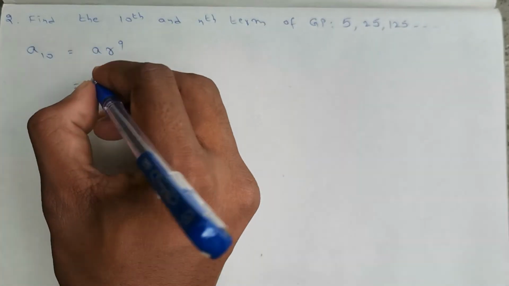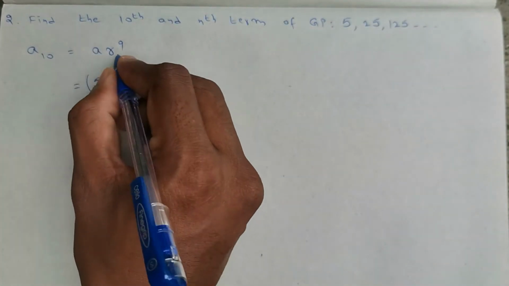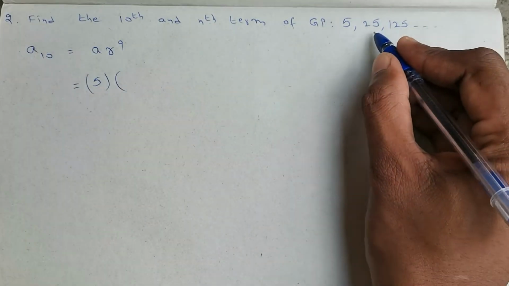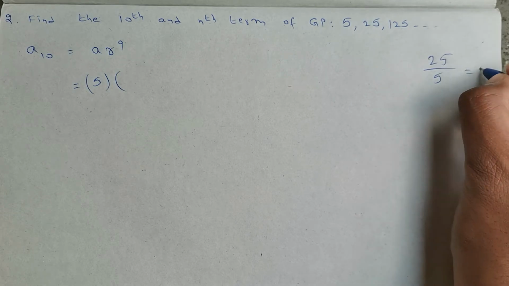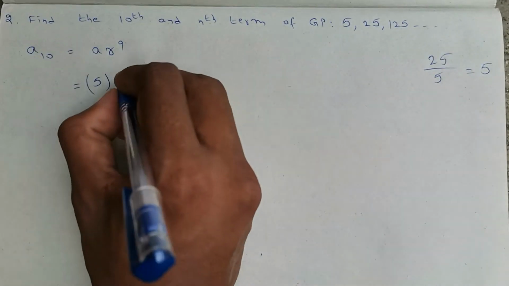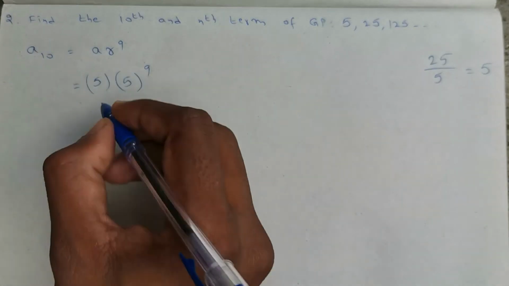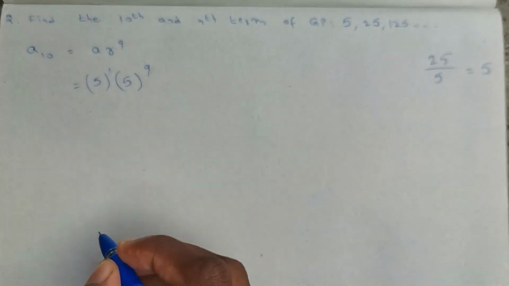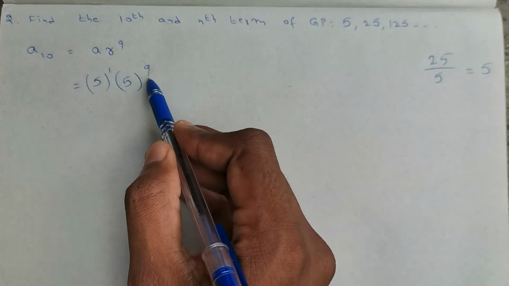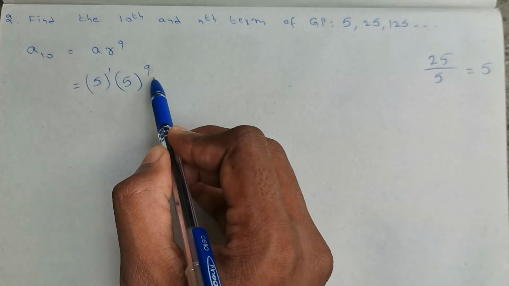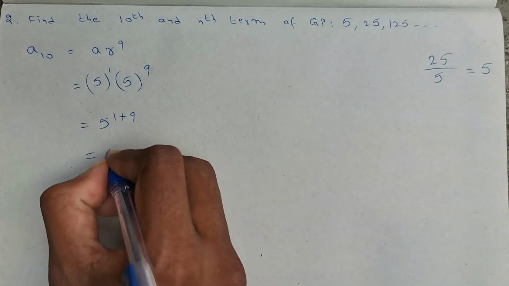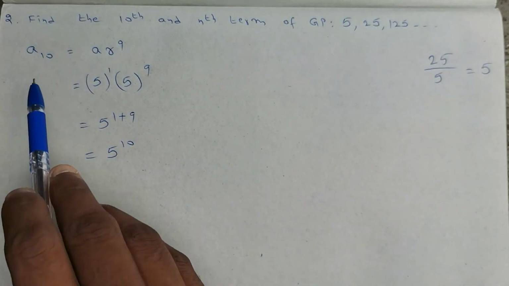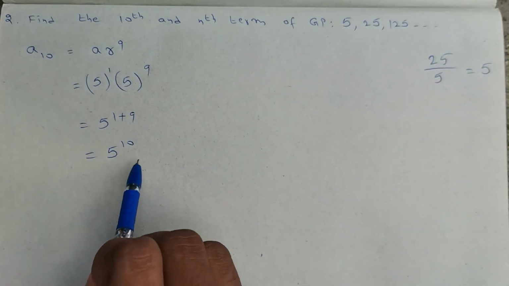Here A, the first term, is 5, into R, the common ratio. Second term is 25 divided by the first term 5. 25 by 5 is 5. So the common ratio is 5, power 9. Here 5 with no power means 5 power 1. 5 power 1 into 5 power 9, both the bases are the same, so we can add the powers. 5 power 1 plus 9 is equal to 5 power 10. A10, the 10th term value, is 5 power 10.